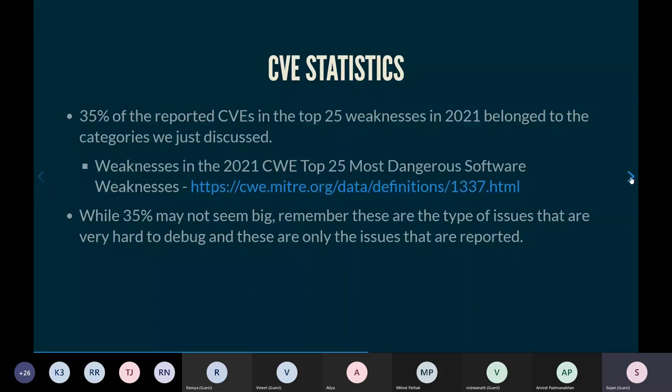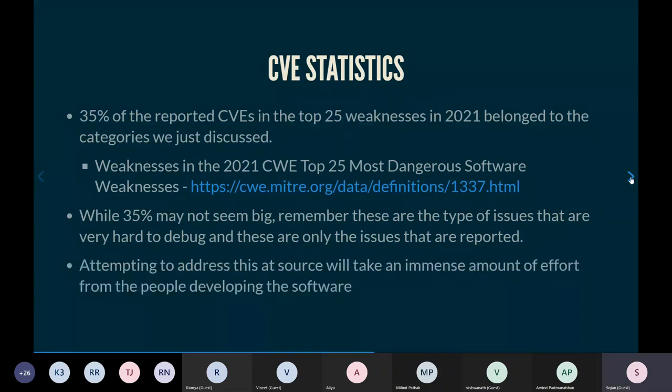And my experience has been that these take hours and hours, sometimes even weeks, to find the root cause and fix. So this is a huge time sink. And again, 35% may not be big, but remember, these are the issues that are reported. I believe Pegasus, for example, if they have found an issue like this, why would they report it? They will keep it as a secret and they will use it to attack systems. So 35%, I'm sure it's more than that.